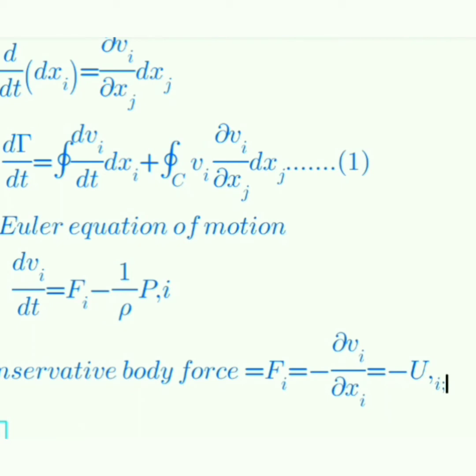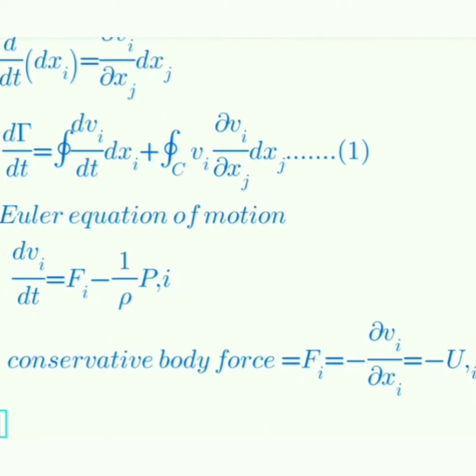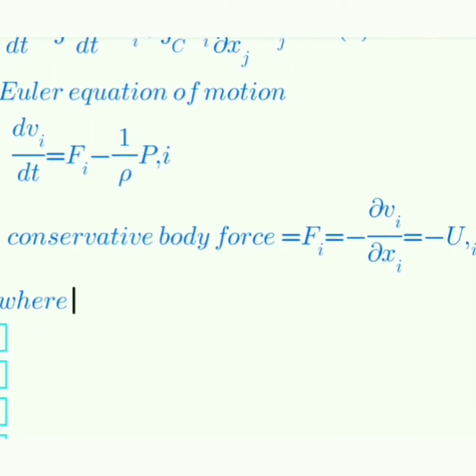This is the total, and where U, what is the value? U is a potential energy. So friends, potential energy, or we can say potential function, because in physics it is called potential function.